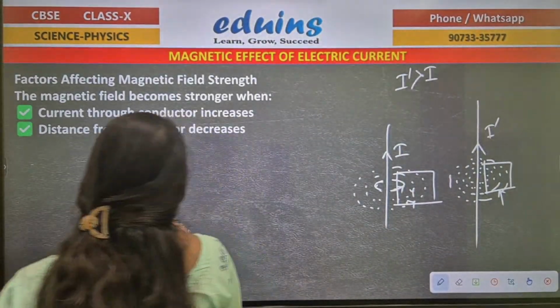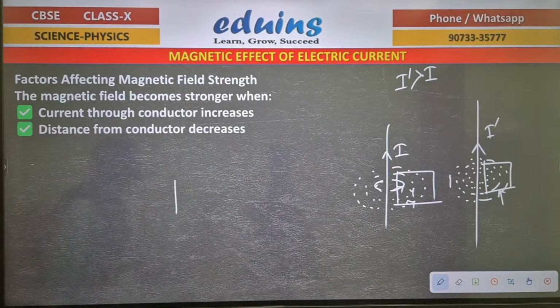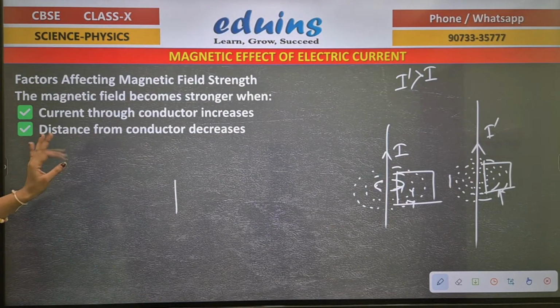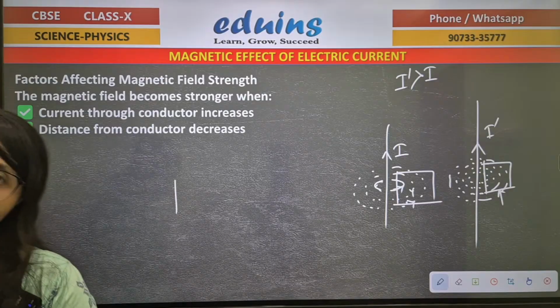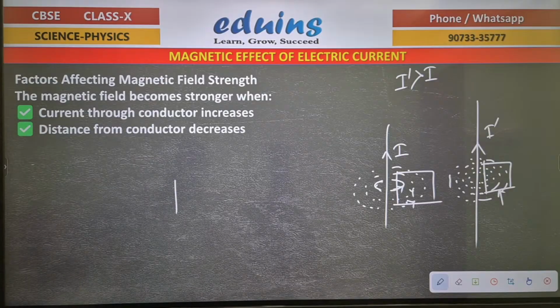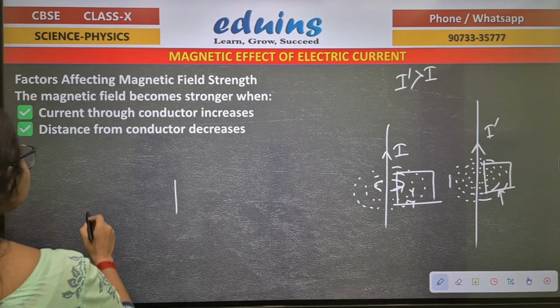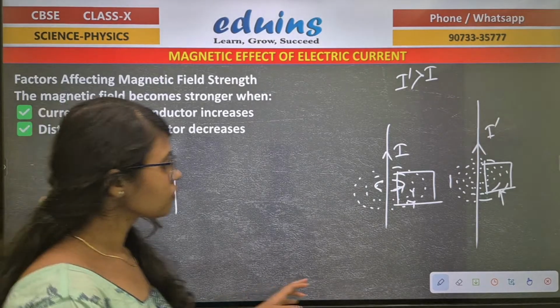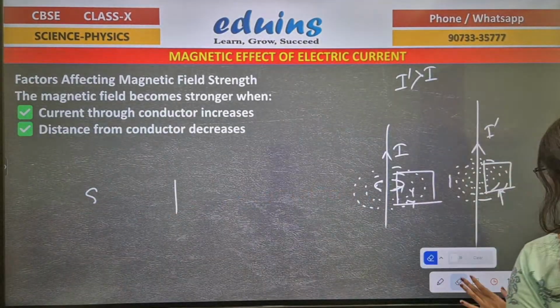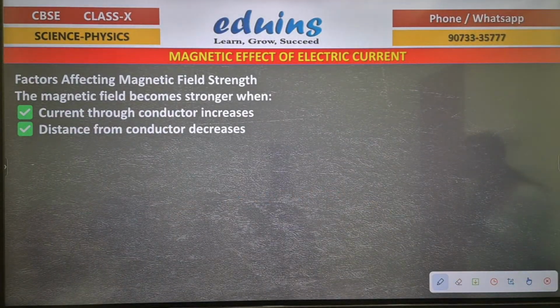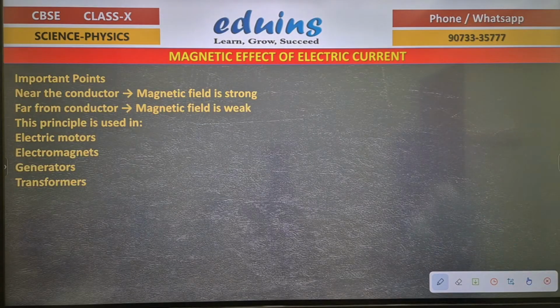When the distance from the conductor is decreased, the magnetic field becomes stronger. Otherwise, in the vice versa condition, the field lines will be weaker. So for this, we want to know about the magnetic field lines, and now the units. We have to know about the units. If we know about some quantity, then we also have to know the unit of the physical quantity.